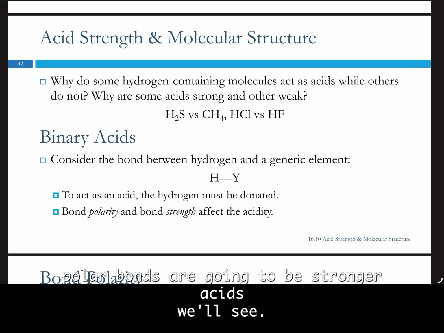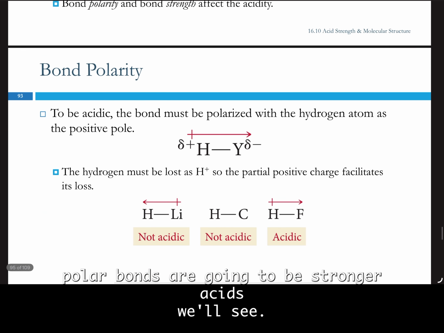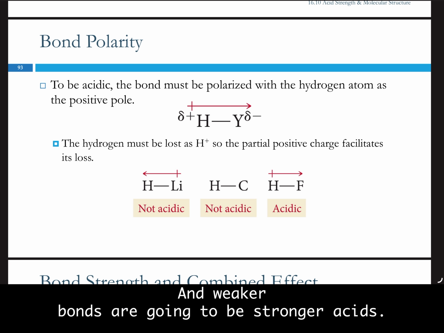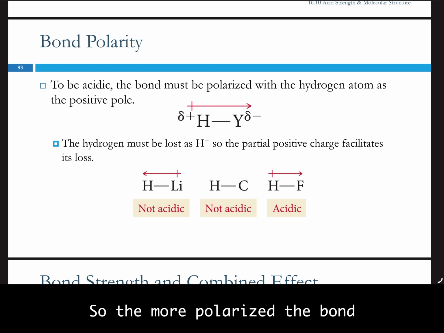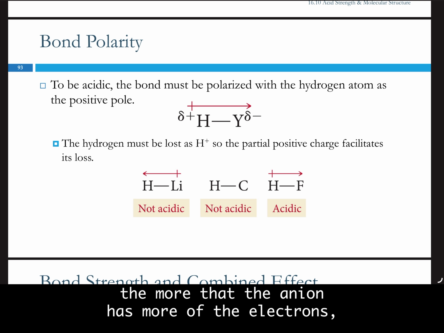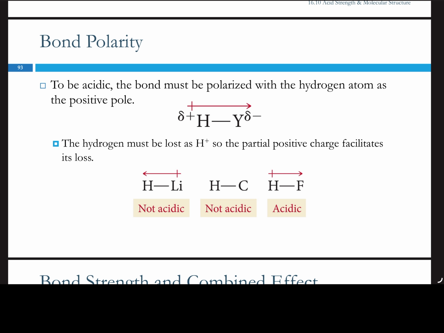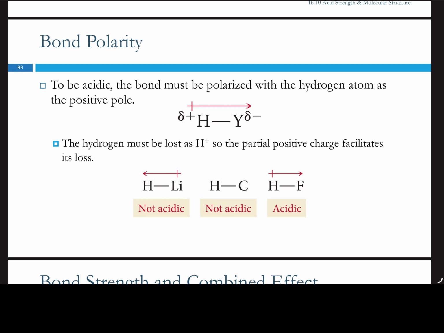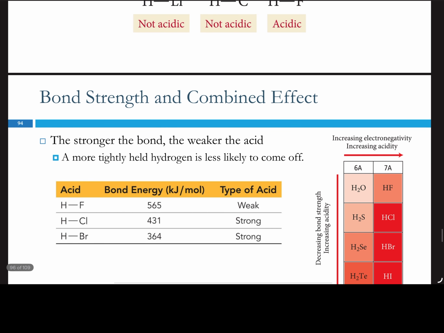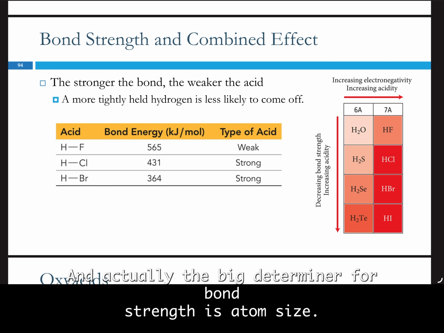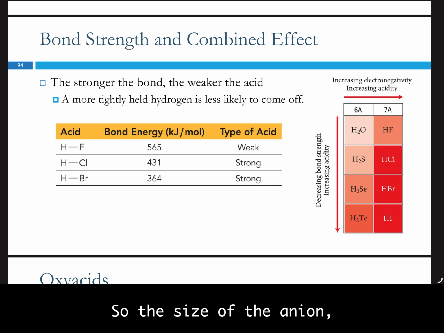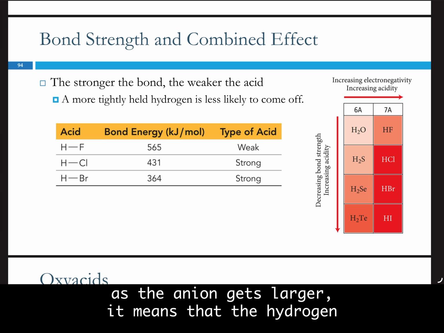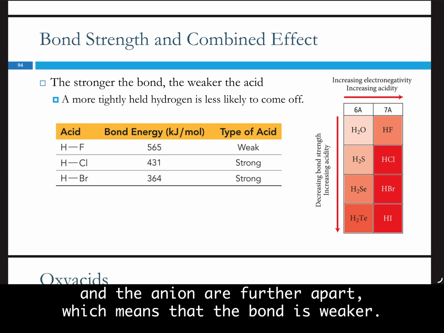So more polar bonds are going to be stronger acids, bless you, and weaker bonds are going to be stronger acids. So the more we polarize the bond, the more the anion has more of the electrons, the more likely it is that hydrogen gets picked up by something else because it's going to be electron deficient. Bond strength matters too, and actually the big determiner for bond strength is atom size, so the size of the anion. As the anion gets larger, it means that the hydrogen and the anion are farther apart, which means that the bond is weaker.